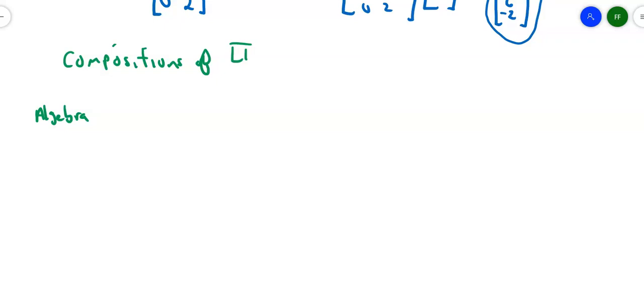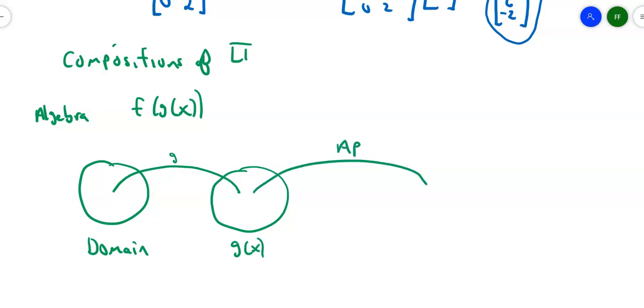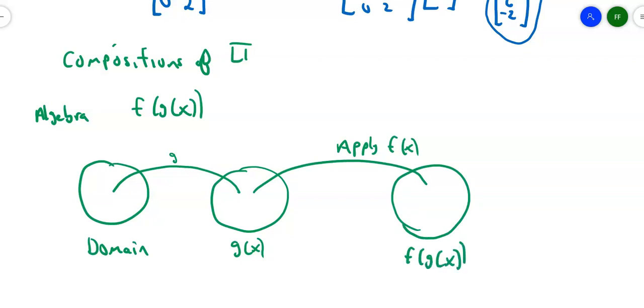When did you do this? Maybe in the 9th grade, 8th grade, 7th grade. You had such a thing as f of g of x. That's a composition. You started with a domain over here, and first you applied the inside function. So you applied some function, g, and you ended up with a g of x. Then you took the result of that, and you applied f of x, because you always work from the inside out. And when you got done, you had something here that was f of g of x, right?